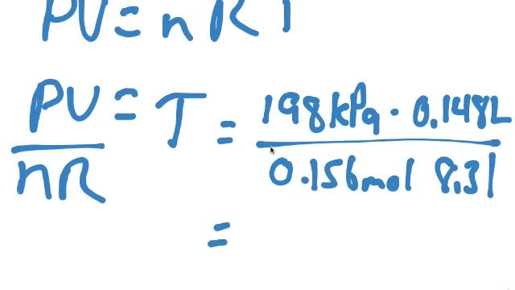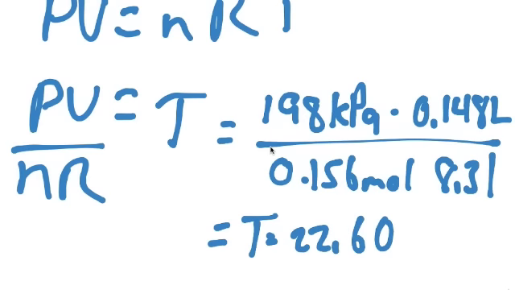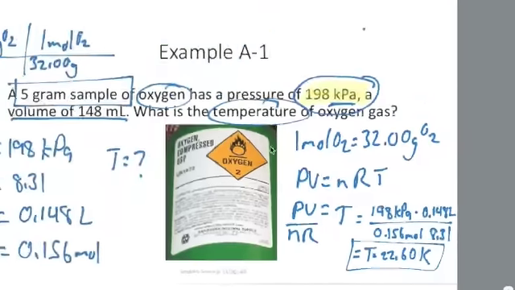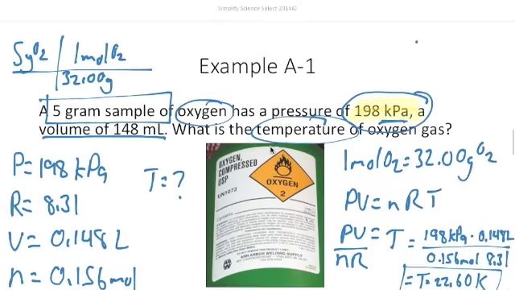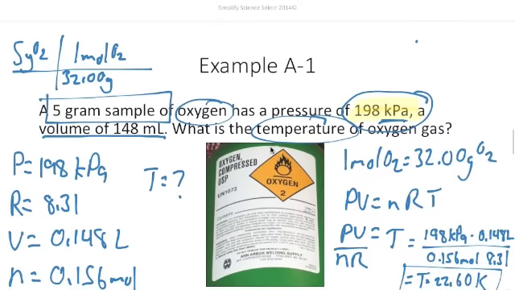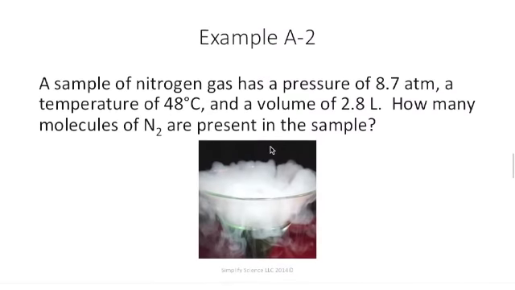And we will get a temperature, and this temperature will be in Kelvin, of 22.60 Kelvin. It's a very cold temperature. Let's move on to our next one.